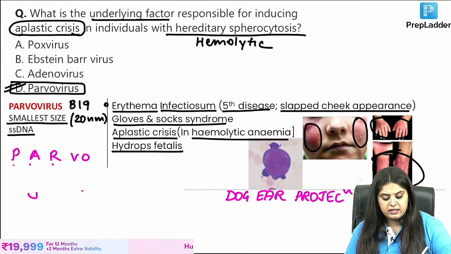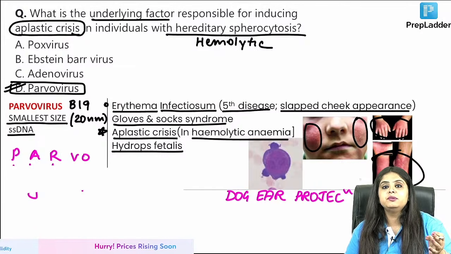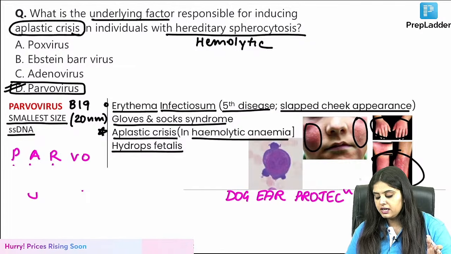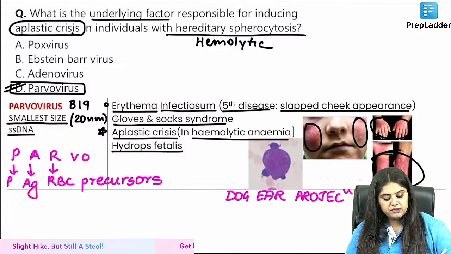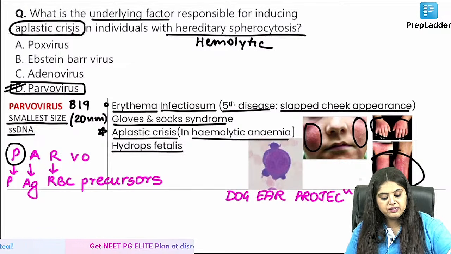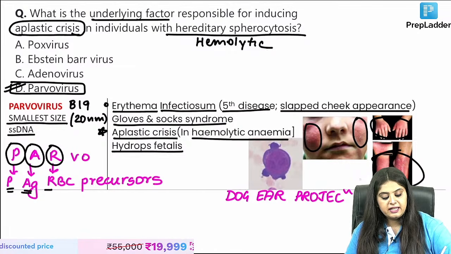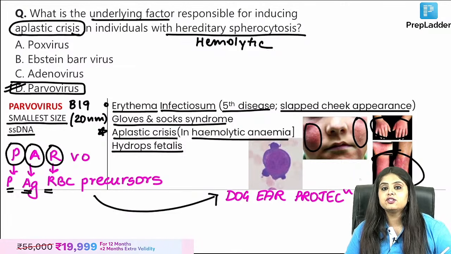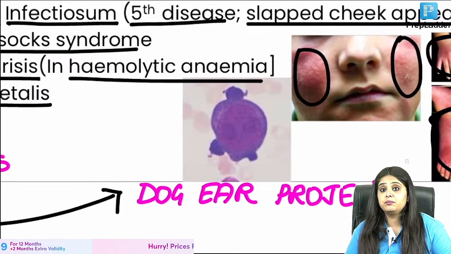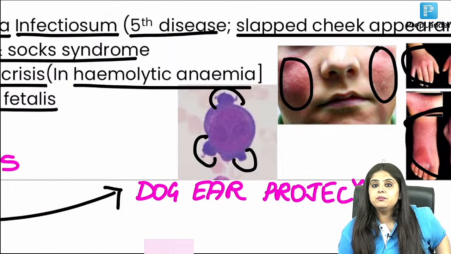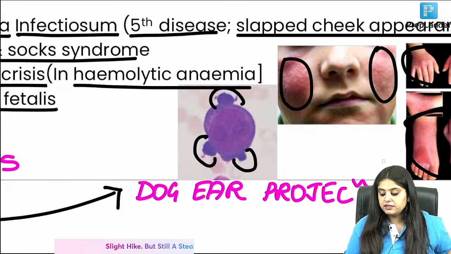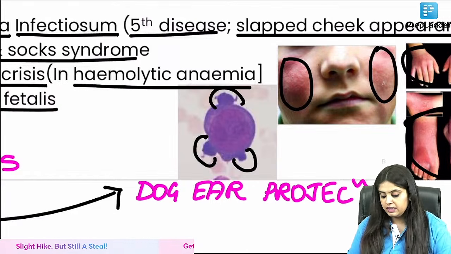Aplastic means RBC, WBC, platelet, all gone. But primary attack is on what? RBC, WBC or platelet? So ma'am, parvovirus first attacks the P antigen of the RBC precursors. That is why the RBC precursors start showing you what? This I showed you in patho also. They start showing you these dog ear kind of projections because primary attack is on RBC and after that they can attack the WBC and the platelet also.